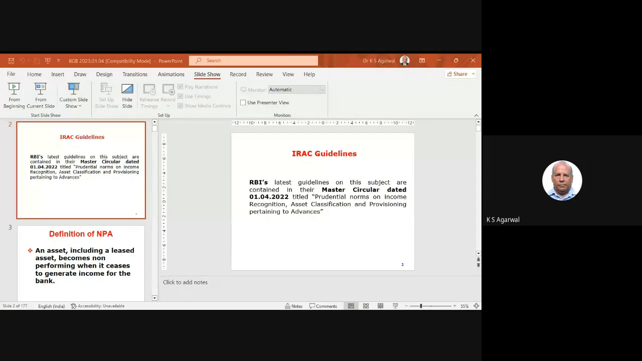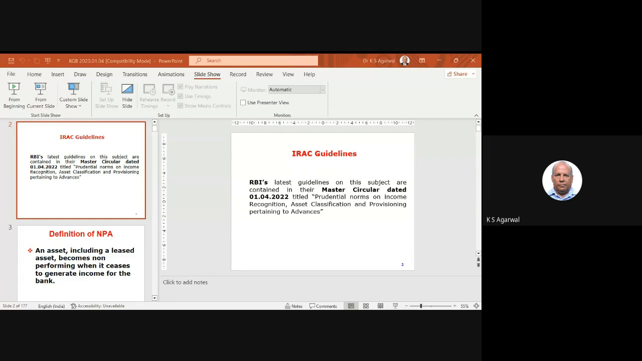becomes non-performing when it ceases to generate income for the bank. Now, how do we classify a term loan account as NPA? Whenever interest or installment or both, installment of principal, remain overdue for a period of more than 90 days. We all know about it. So we should remember two words: overdue, more than 90 days. Overdue means not paid on the due date fixed by the bank.